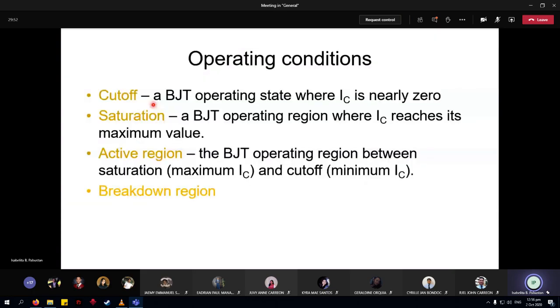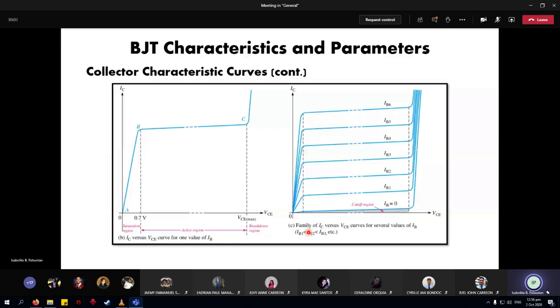Cutoff, as I have said a while ago, is a BJT operating state where IC is nearly zero. Let's look at it again. This one is the cutoff. Ito, kita nyo naman eh. This one is the cutoff. The IC is almost zero. Okay?